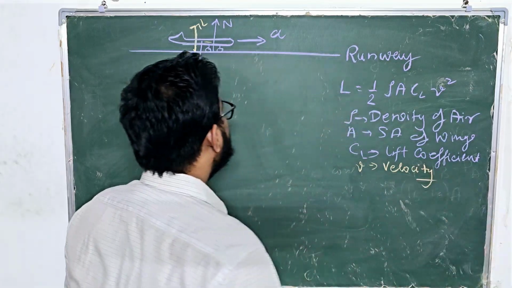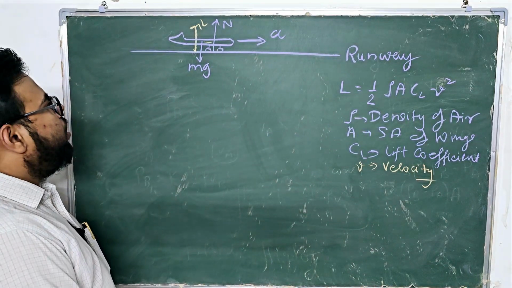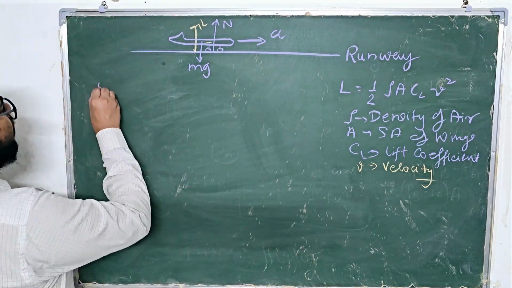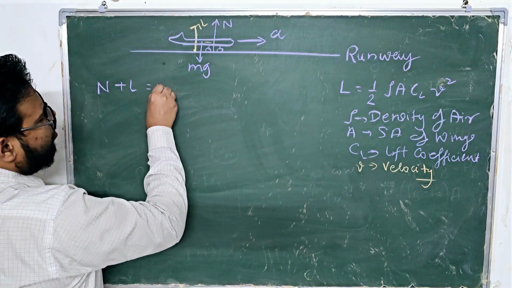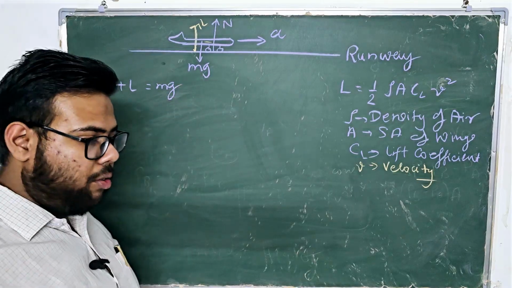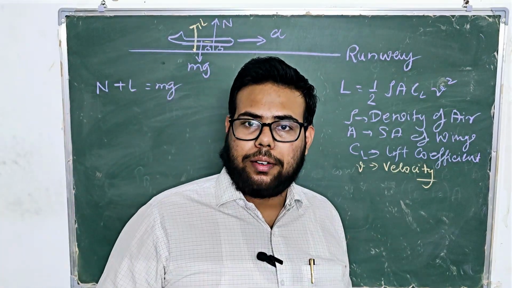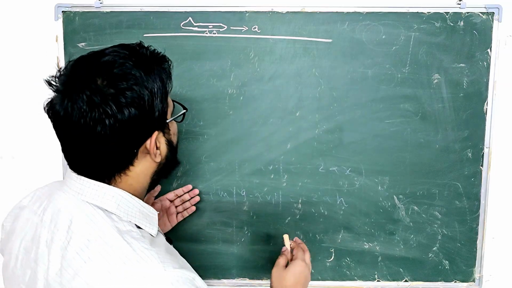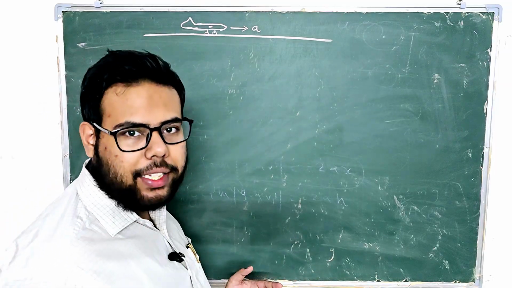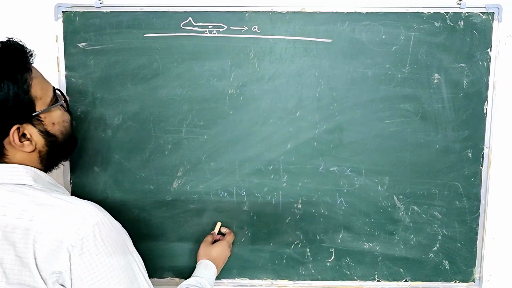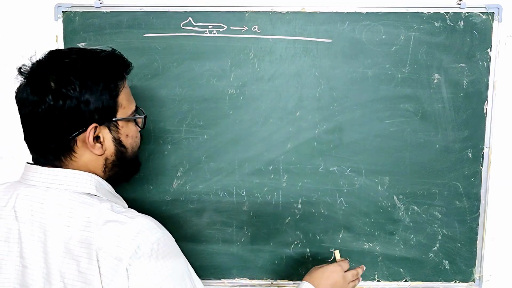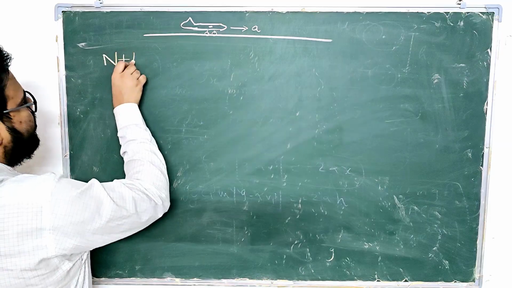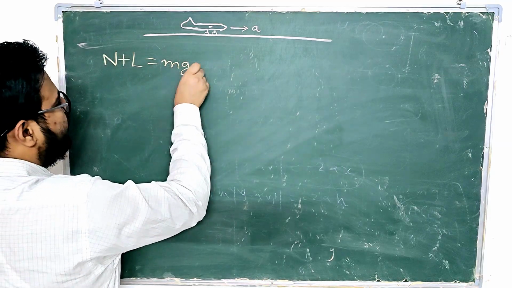So clearly we can balance the forces over here. We'll have N plus L equal to mg because there's no vertical displacement right now. I have erased the forces along the vertical axis and now I'm going to calculate the forces along the horizontal axis. For the vertical axis we had the equation N plus L is equal to mg.